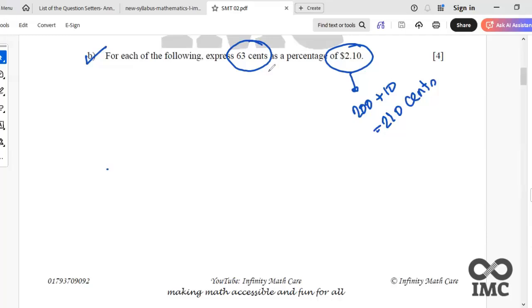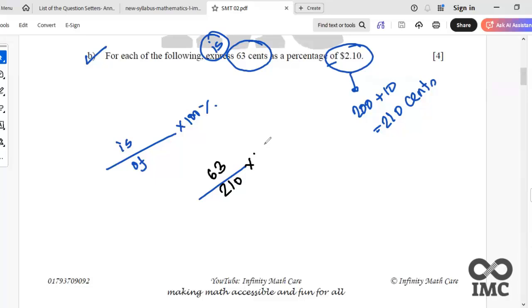Now, express this one as a percentage of this one. Then always remember is by of. Express is of this one, is by of. So is will be the numerator, of will be the denominator, multiplied by 100%. This is the shortcut formula. So what is the is here? 63. So 63 divided by 210 multiplied by 100%. Okay, simple idea. Just calculate, you will get your answer.